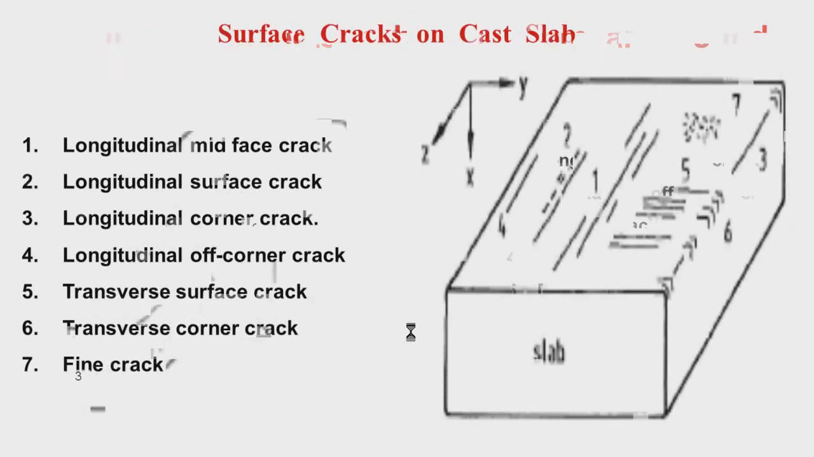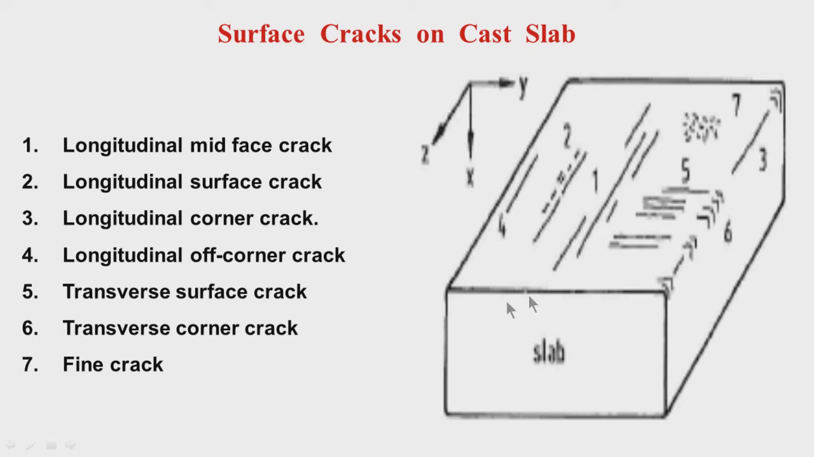Similarly, on the cast slab also you may have lots of cracks on the surface and of different orientations: longitudinal, mid face, near the corner, at the corner, and transverse at the corner. All sorts of fine cracks without any typical orientation, but maybe small cracks located at certain areas.